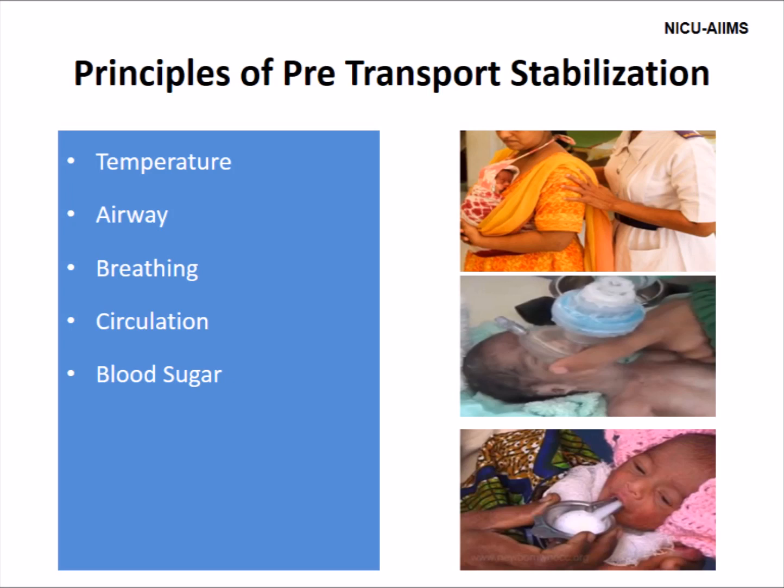Temperature. Correct hypothermia if present before transport. Use methods like kangaroo mother care, provide warm clothing, or keep baby under radiant warmer at stabilization unit or referring center, as most transport incubators are not able to actively warm the hypothermic baby.